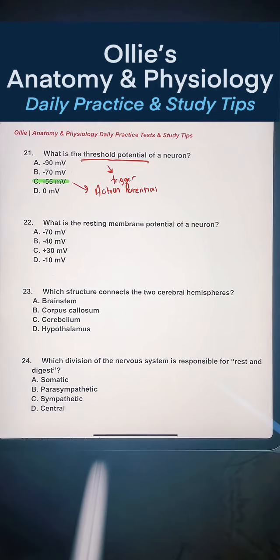And then we can go over the numbers here real quick. Before I talk about any of the numbers, I want to hear what you guys think. What do you think it is, and what's confusing about this? What is the resting membrane potential of a neuron? This is very important, and a lot of people get these mixed up.